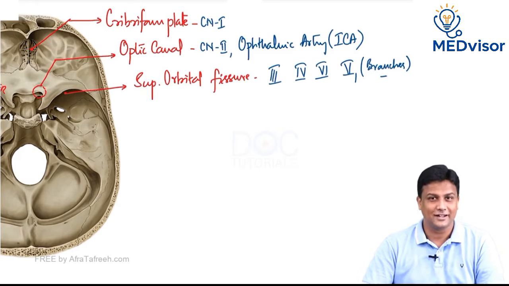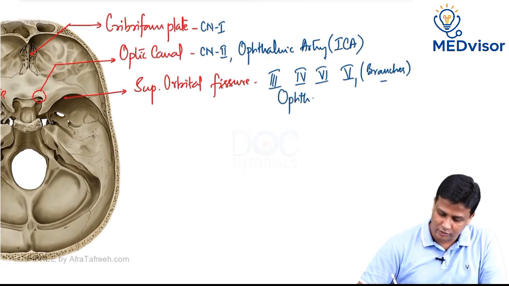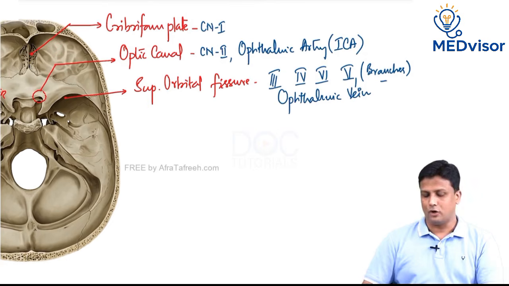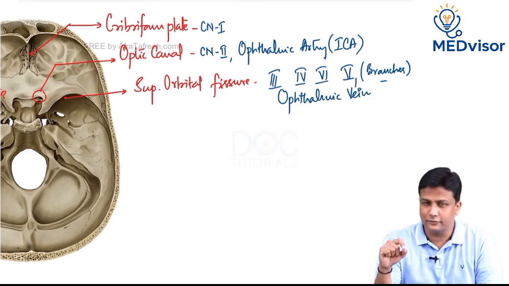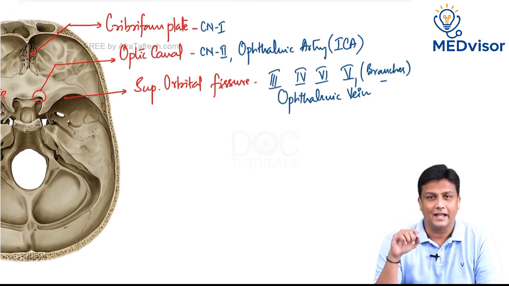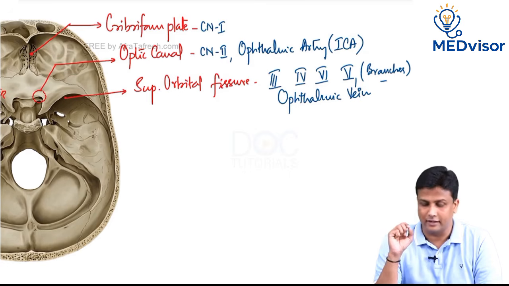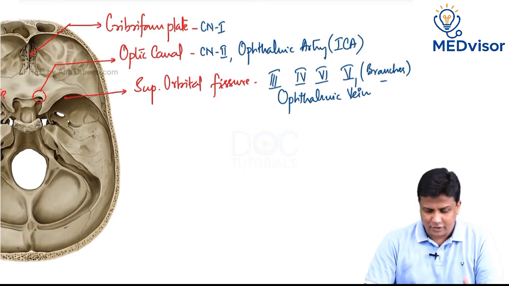Perfect. Next one. Apart from all these nerves, remember even the ophthalmic veins will also enter into the superior orbital fissure. So ophthalmic veins will also pass through the superior orbital fissure, guys. So these are all the structures passing through the superior orbital fissure. Let me just sum up. Cranial nerve number 3, 4 and then 6 and then 5-1. The branches of 5-1 and ophthalmic veins. Is it okay? Fine here.